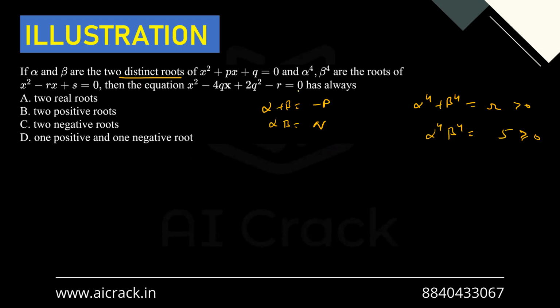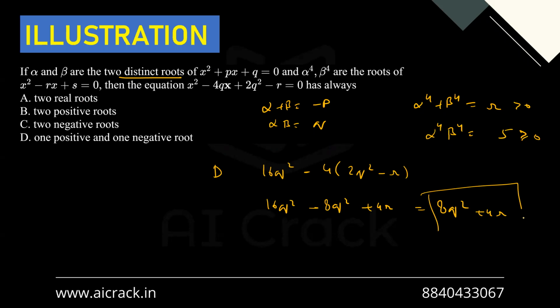Now we have to find out the properties of this particular equation. Firstly, to identify if this has two real roots or not, we have to find the discriminant. So the discriminant for this particular equation would be 16q square minus 4 times (2q square minus r). So that would be 16q square minus 8q square plus 4r. That would eventually become 8q square plus 4r.